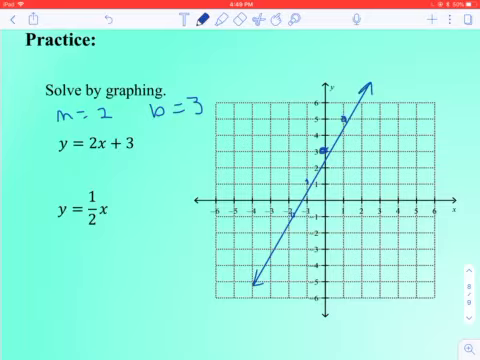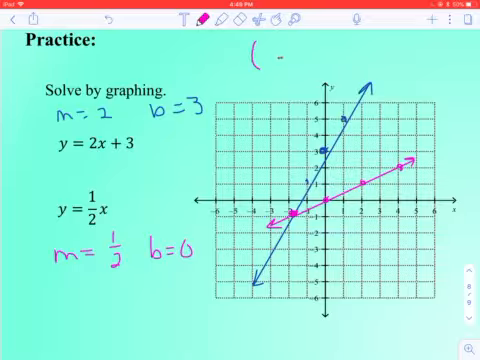And then on my second line, this y-intercept and slope. Slope is equal to 1/2. The y-intercept is equal to 0. So I'm going to put a point at 0. I'm going to go up 1 over 2. Going in this direction, I'm not finding where I'm going to intersect, so I'm going to go backwards, and there's actually where my point is. So my solution will be negative 2, negative 1.